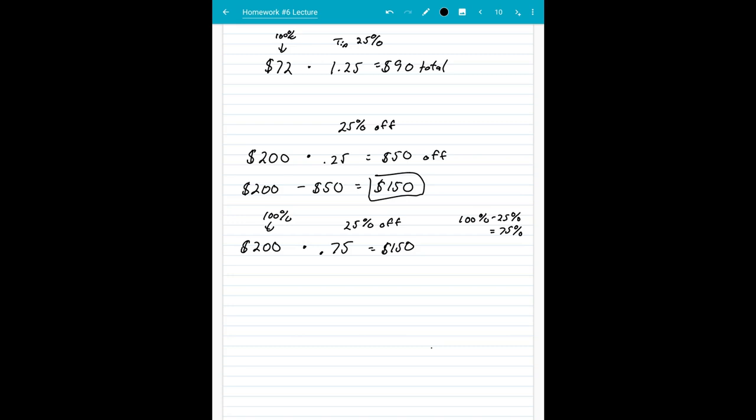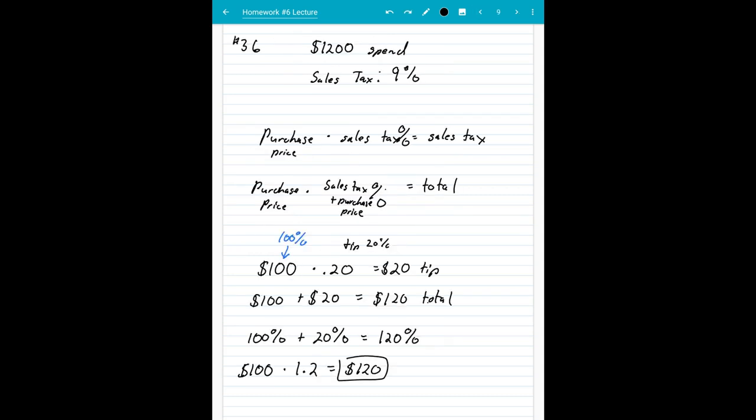That's all you have to do. If it's 70% off, multiply by 0.3. If it's 20% off, multiply by 0.8. A lot of different tricks. So going back to this problem, I'm going to go ahead and copy it really quick and bring it over to the next one.